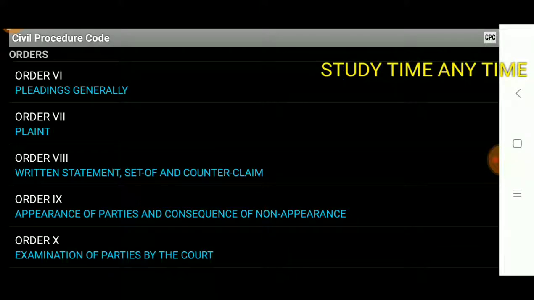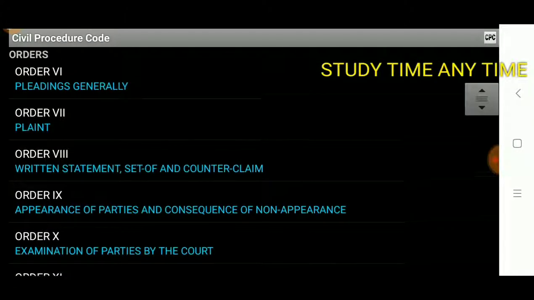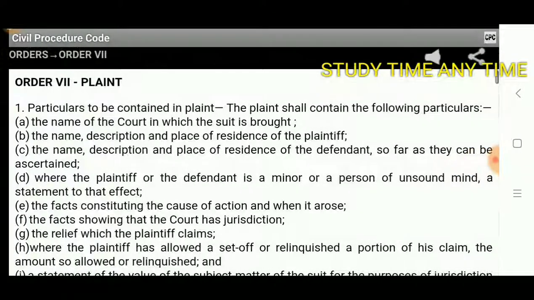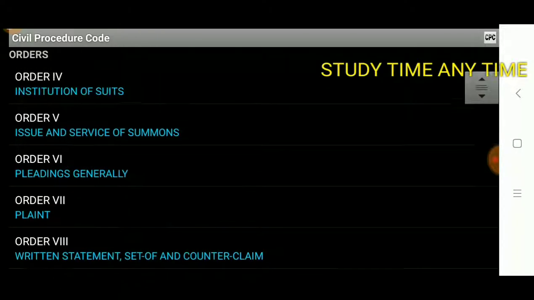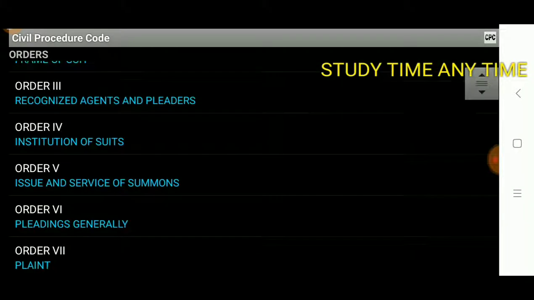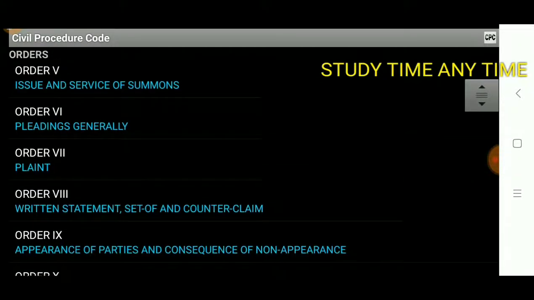Next is order 7, that is plaint. Plaint contains the particulars to be contained in the plaint, like the name of the court, the name and description. So here the motive of our reading these orders, these headings, is just to make a series, make a story in the mind of the students, that these are all made in a general manner, in a way the suit is filed, in a way the court follows the procedure.